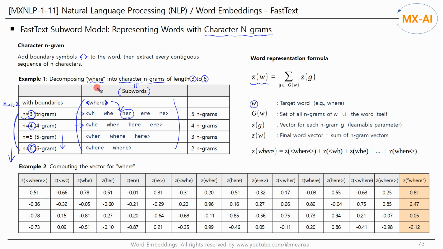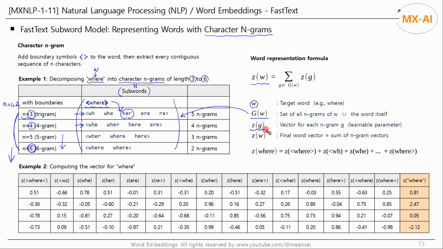In the example on the left, W corresponds to the word where. And GW represents the set of all character n-grams belonging to the target word W. In this example, it corresponds to the 15 subwords extracted from the bounded form of where. Notice that the bounded form itself is also included.